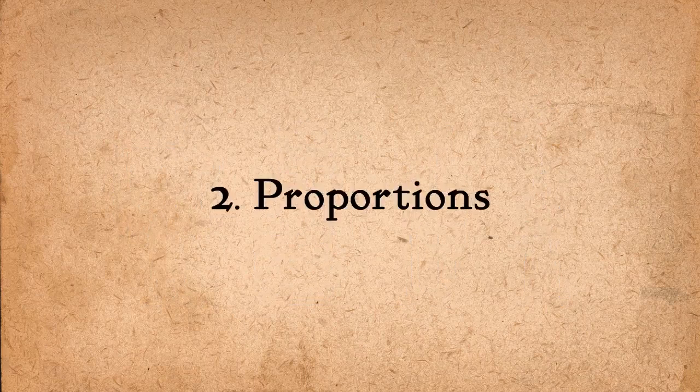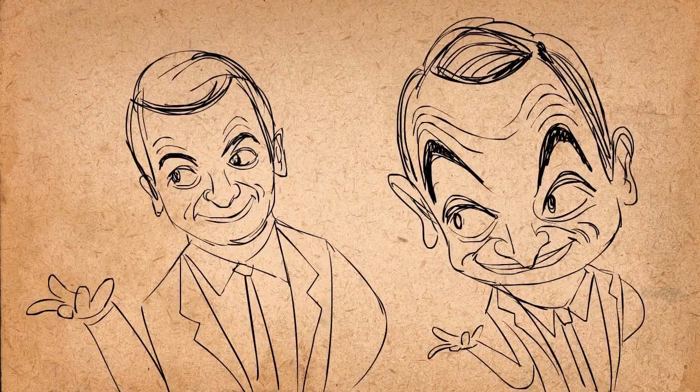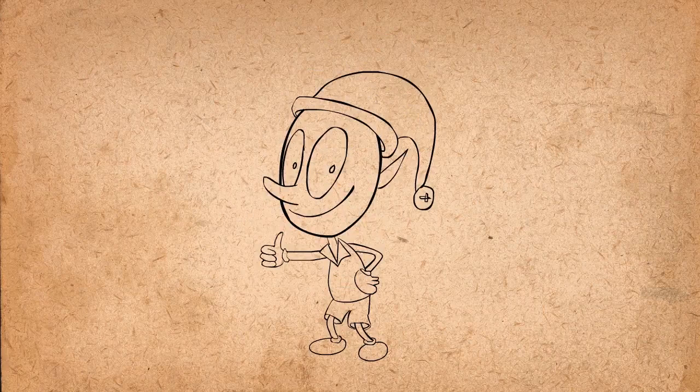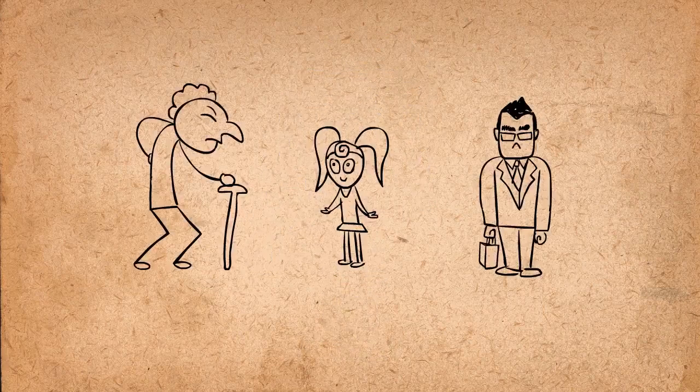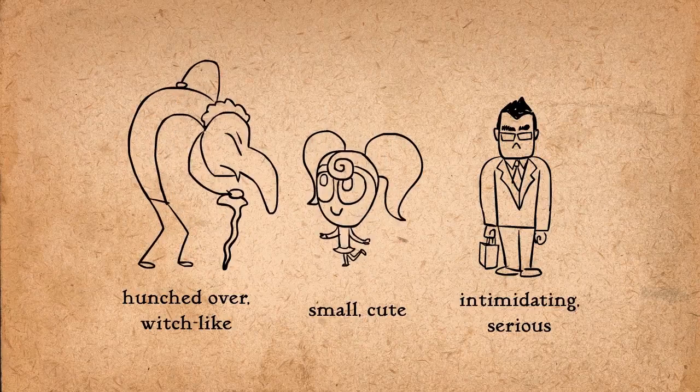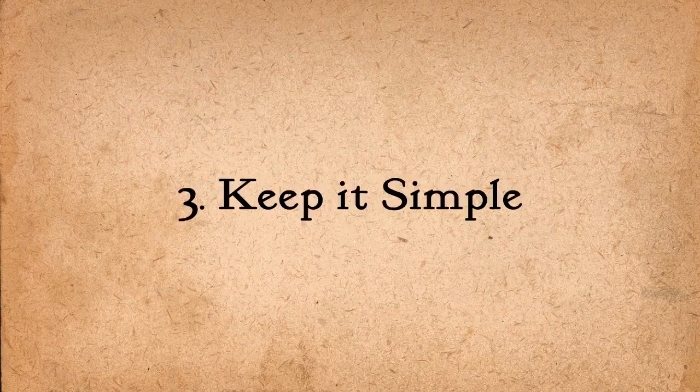Second, play with proportions. Cartoonists often magnify the things we find interesting and shrink the things we might find ugly or boring. For example, they might enlarge the head and eyes, shrink the body, and make the hands larger. Finding the aspect of a character that defines his or her personality and blowing it up can often create a more appealing design. Third, keep it simple.